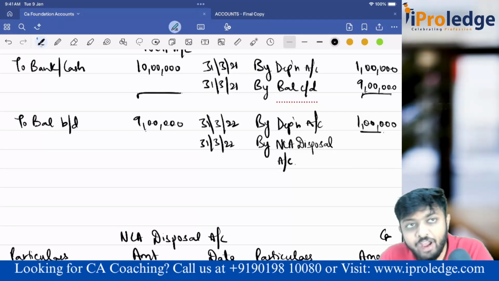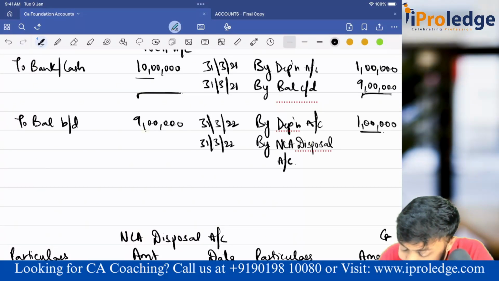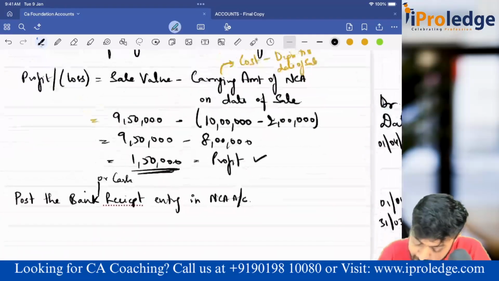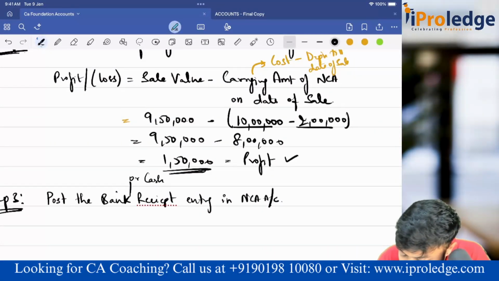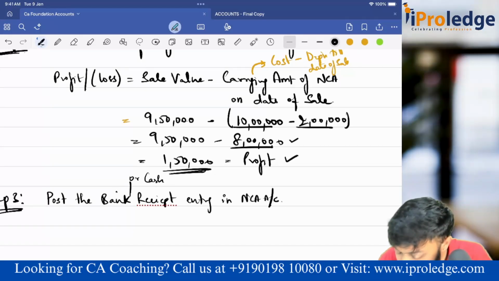Sir, how did you know that we have to transfer 8 lakhs? Guys, carrying amount. What is the carrying amount of the asset that I am selling? 10 lakh, 1 lakh depreciation. What was the carrying amount first of all? Here we have already calculated. See, carrying amount is 10 minus 2, 8 lakh. Carrying amount is cost minus depreciation till date. So carrying amount is 8 lakh.